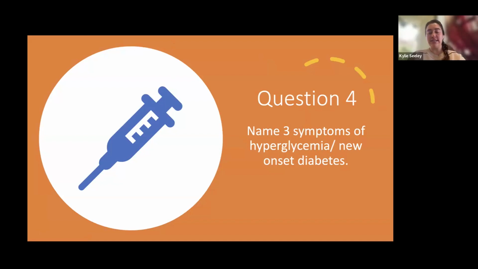So feeling thirsty, peeing more than usual, eating more but also feeling really tired, losing weight, headaches, blurry vision, all of those things can be associated with high blood sugars and new diabetes. So if you're noticing any of those symptoms, it would definitely be a good idea to go to your pediatrician or a local urgent care to get your child checked out.